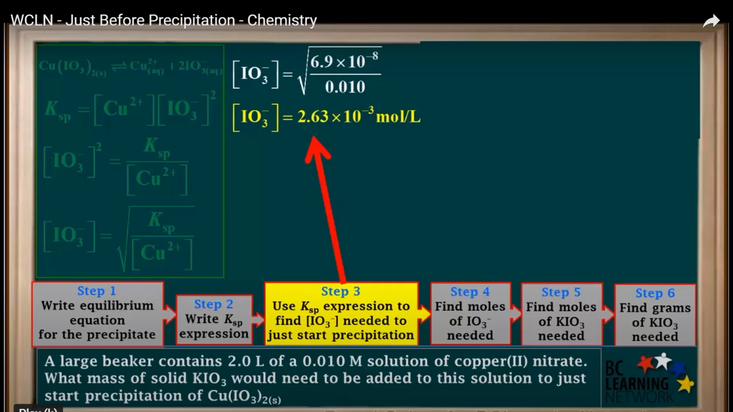That's good. So now you have moles of iodate. Now we can find the moles of KIO3. What's the relationship between moles of iodate and moles of KIO3?